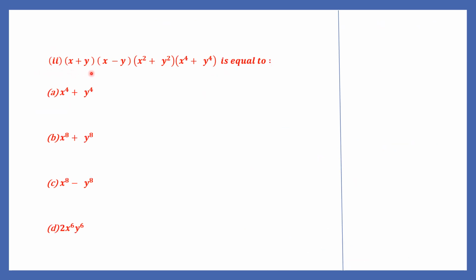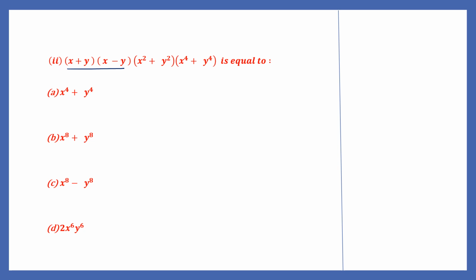Question 2. X plus y into x minus y into x square plus y square into x to the power of 4 plus y to the power of 4. What is all this equal to? So let's go slowly and take the first two binomials. X plus y into x minus y.